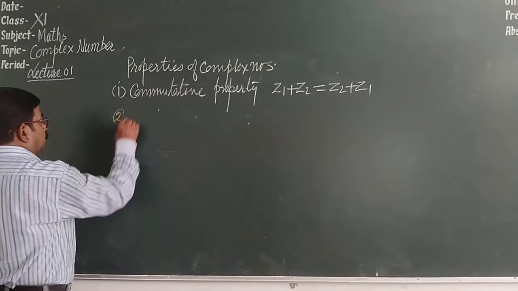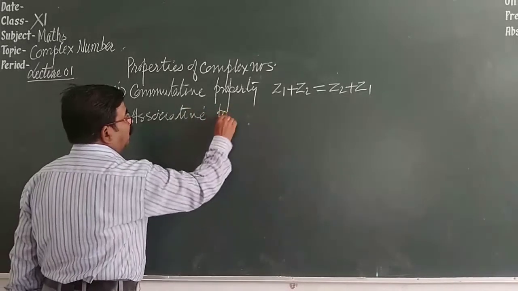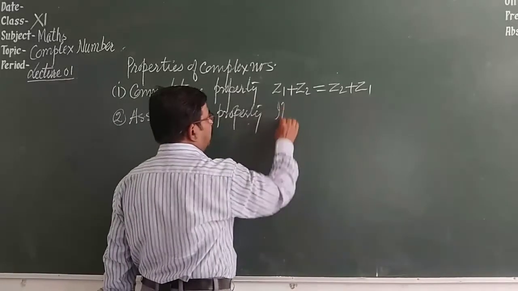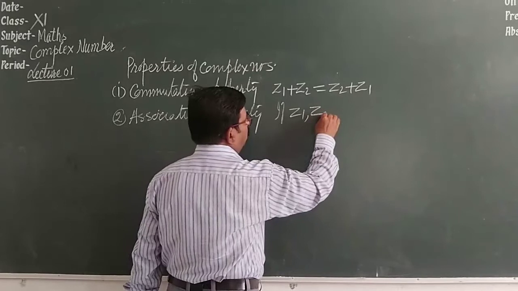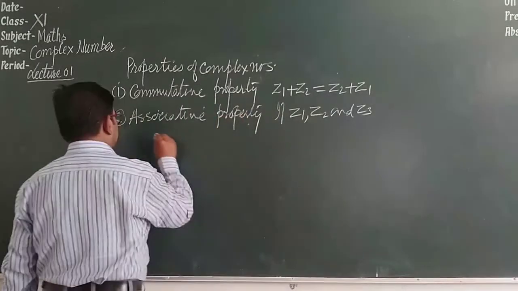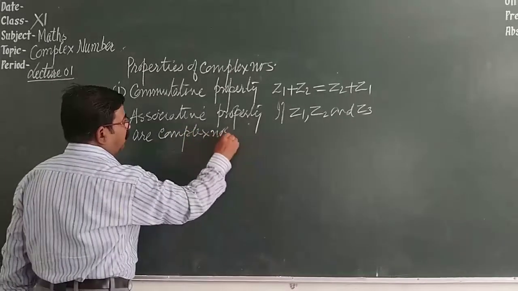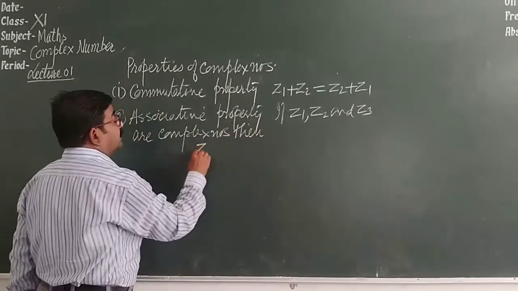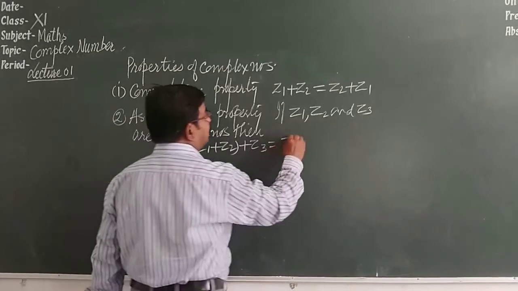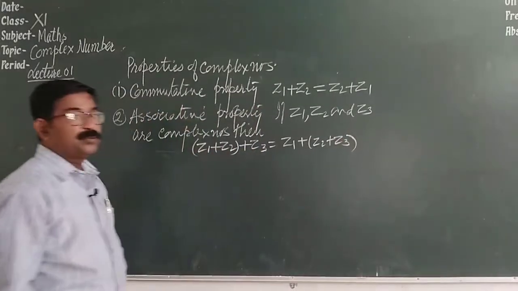Second, associative property. Means if z1, z2 and z3 are complex numbers, then z1 plus (z2 plus z3) is same as (z1 plus z2) plus z3. This is called associative property.